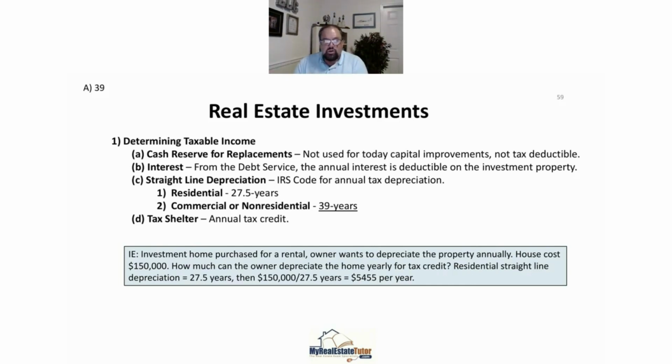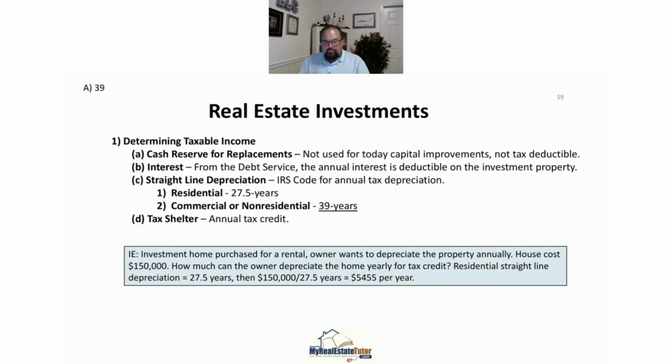Okay, if you look under 1C 1 and 2, this is the IRS code, and this is what they're asking. A commercial or non-residential depreciation is 39 years. If the problem is asking you to calculate depreciation, and it doesn't give you the amount of years of the useful life, you want to use the standard IRS code. That's what you have to assume, and it's 39 years. For residential, it's 27 and a half.